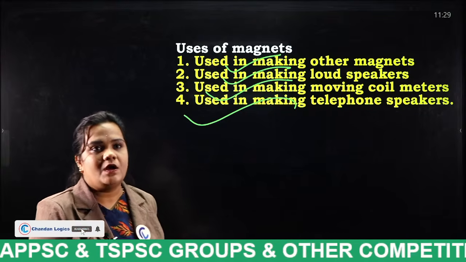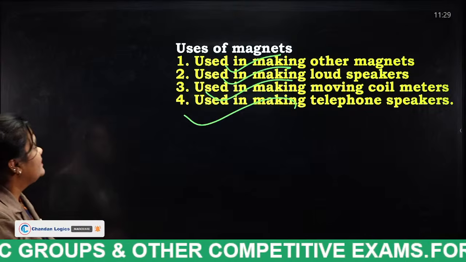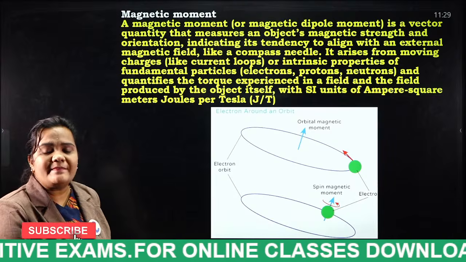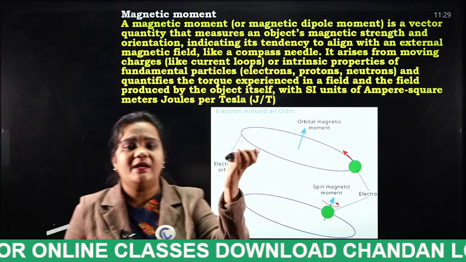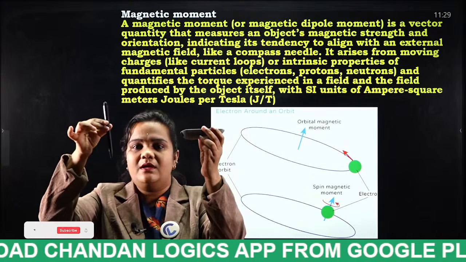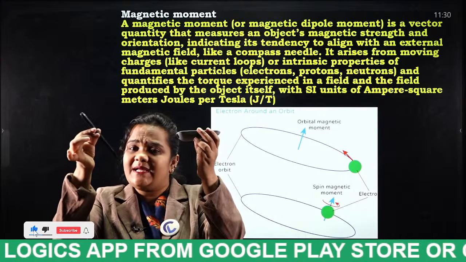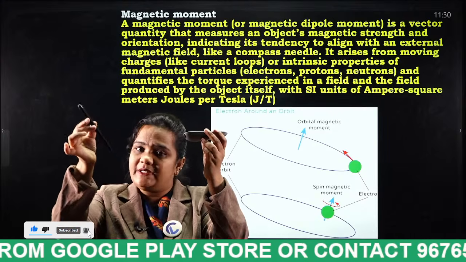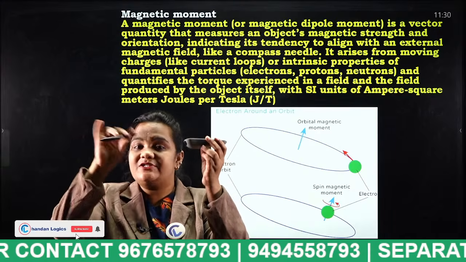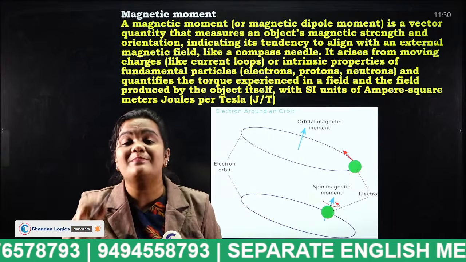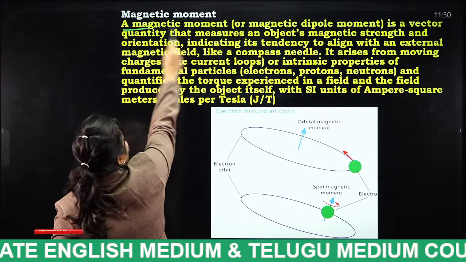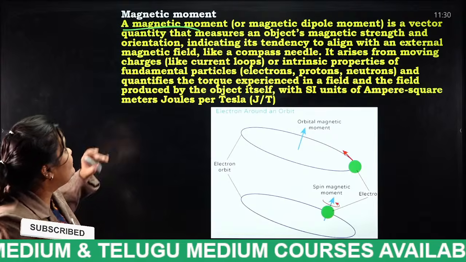Next, what is magnetic moment? What do you mean by magnetic moment, students? When I place the magnet here and place an iron object there, the iron object automatically has some orientation, right? This orientation and strength together are considered what, students? Magnetic moment. A magnetic moment, or magnetic dipole moment, is a vector quantity.